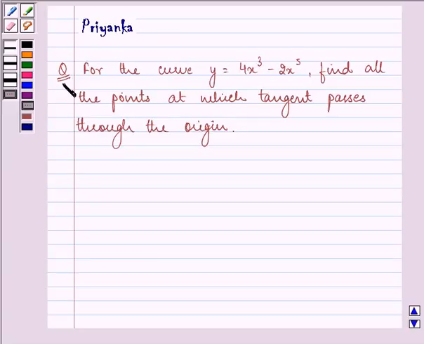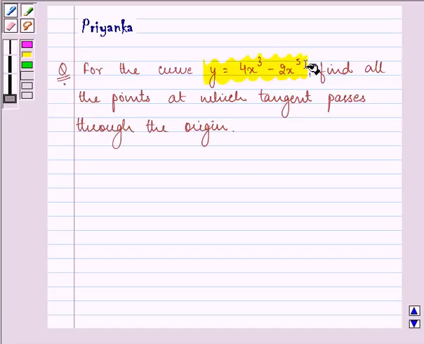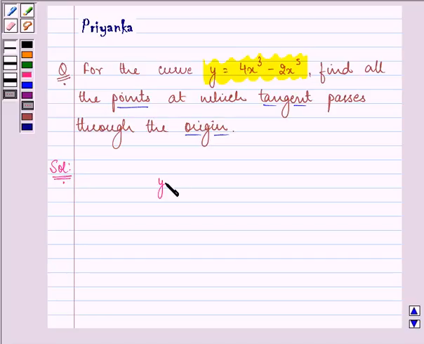My name is Priyanka, and the question says, for the curve y = 4x³ − 2x⁵, find all the points at which the tangent passes through the origin. We are given the equation of the curve as y = 4x³ − 2x⁵.